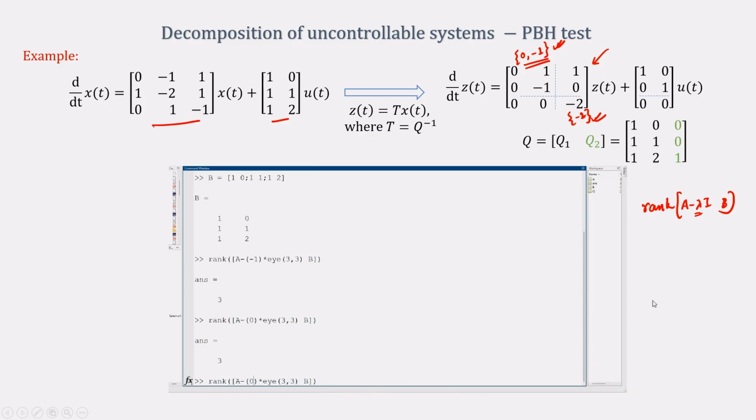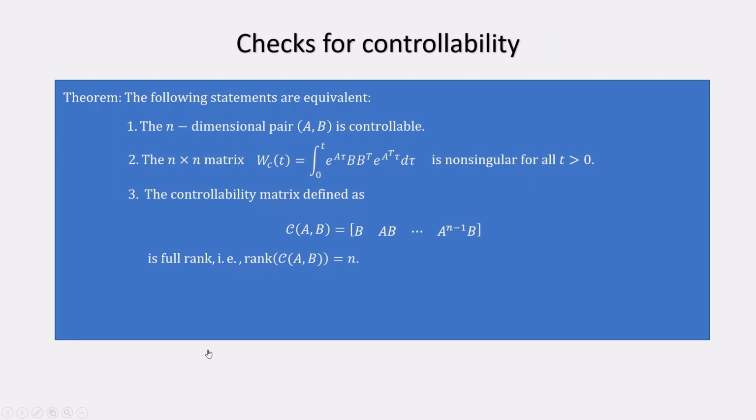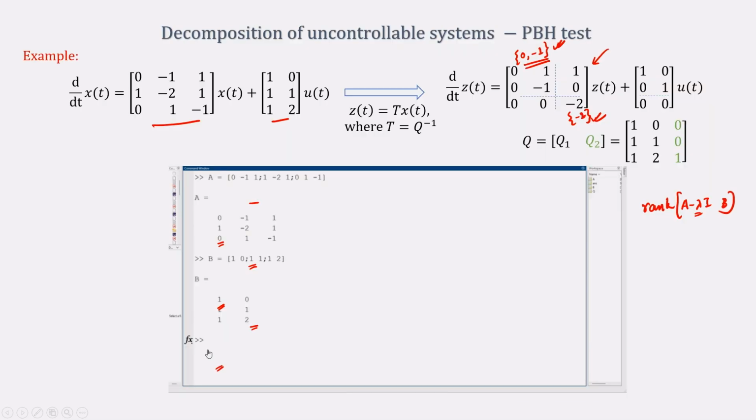If I go ahead and complete the entire thing, you see for -1 the rank is 3, and n is equal to 3 here. So, -1 is a controllable eigenvalue, 0 is a controllable eigenvalue, and -2 is an uncontrollable eigenvalue. This is how we can differentiate between what is controllable and what is uncontrollable.